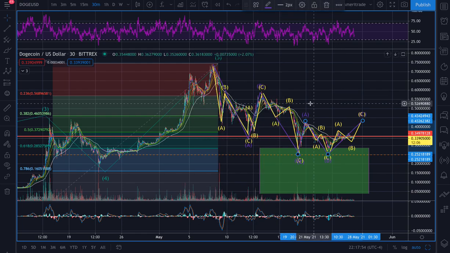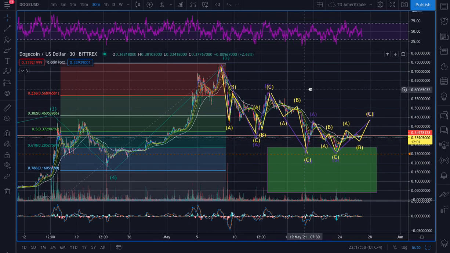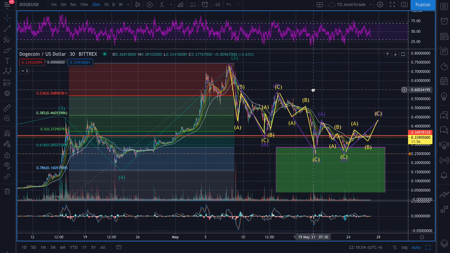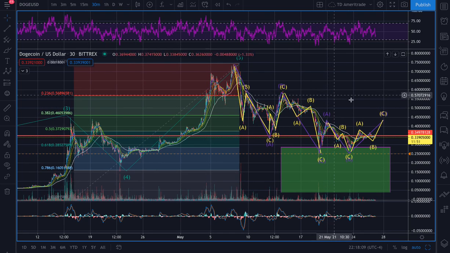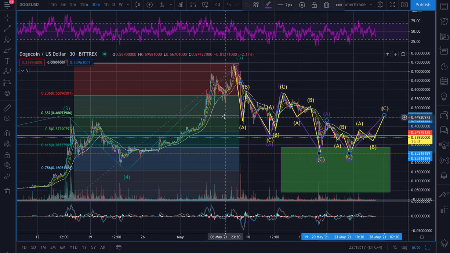Change some of these. What do you think? Let me know in the comments. What's your count right now? Are you counting these Elliott waves? I'm going to look up to this line right here. If it crashes down below the buy zone, then it will get interesting again.